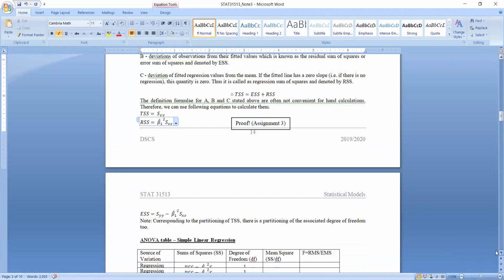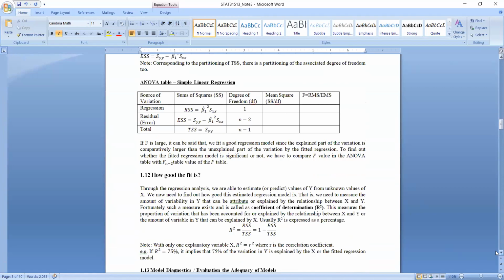Now, when you calculate these three terms using your given data set, we can construct this table, which is known as the ANOVA table. If you look at this table, the first column says source of variation. When you take this data set, we can see a difference between the original observation of your response variable and its own mean. That is the total variation, which we denote by total.